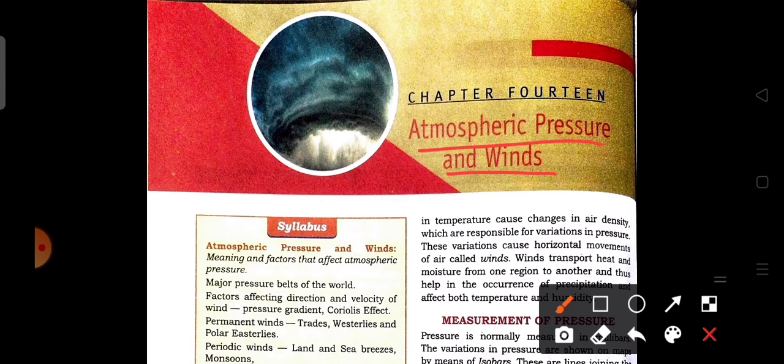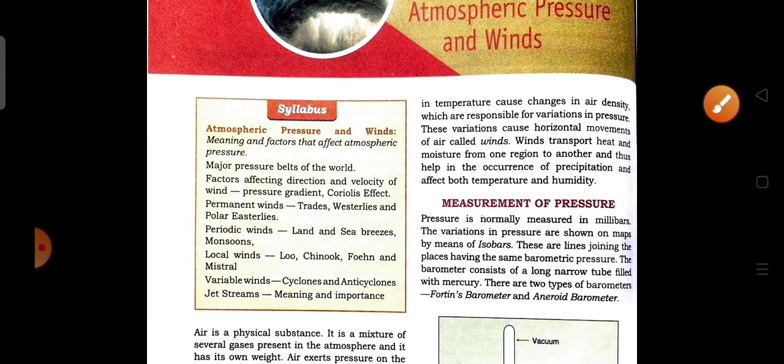In this chapter we will cover the introduction to the term atmospheric pressure, how we can measure atmospheric pressure. Next, we will also cover the factors affecting the atmosphere, the major pressure belts of the world, and also the shifting of pressure belts. So now students, let's start.